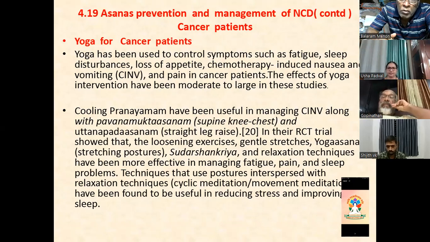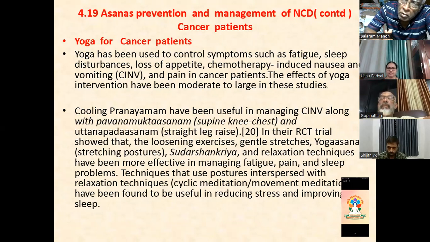Cooling pranayama has been useful in managing CINV along with Pawanmuktasana and Uttanapadasana. I told you I'm treating an ovarian cancer patient. She is working in a bank. So 27 to 30 cycles, 35 cycles are over.